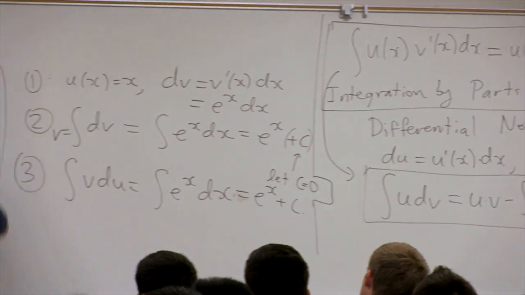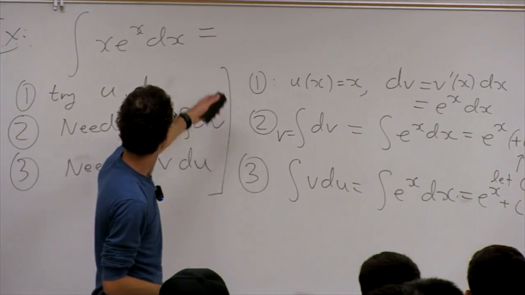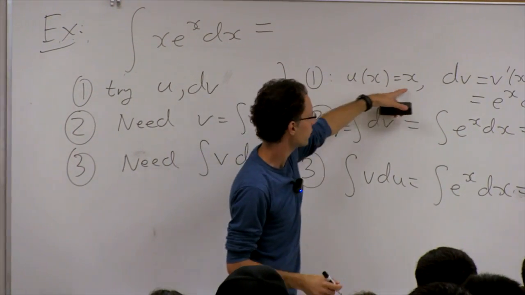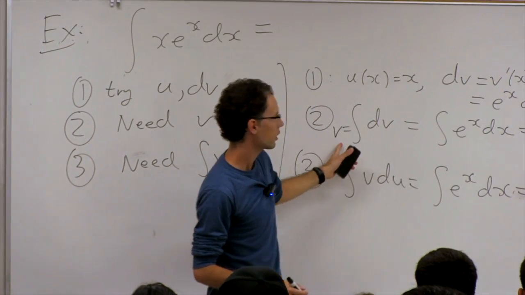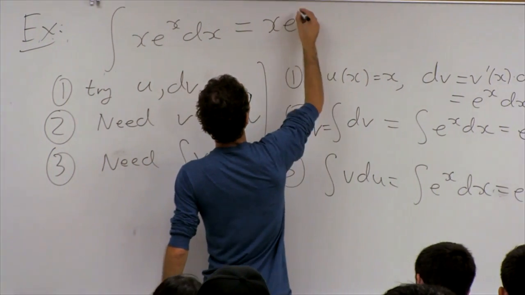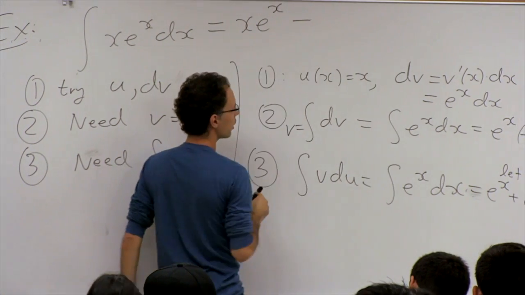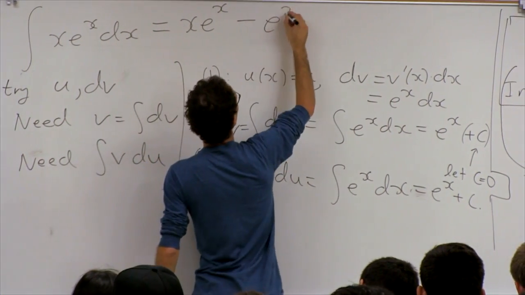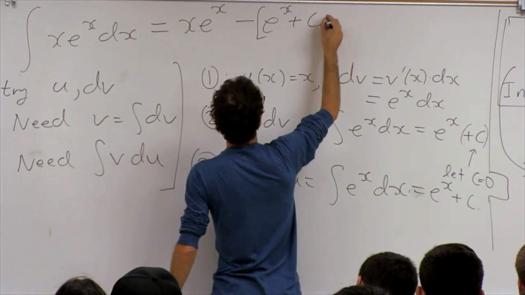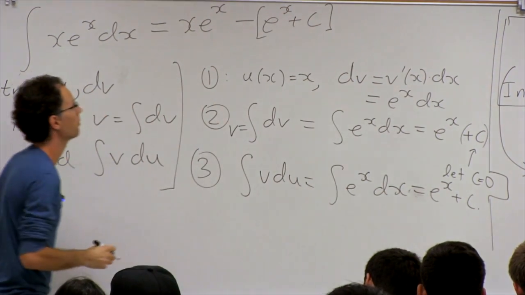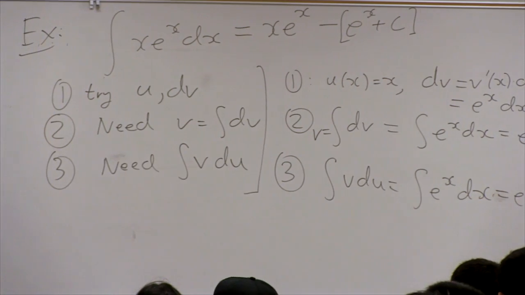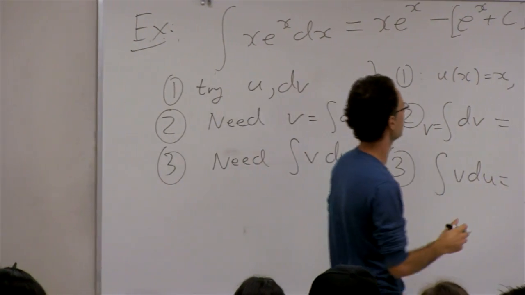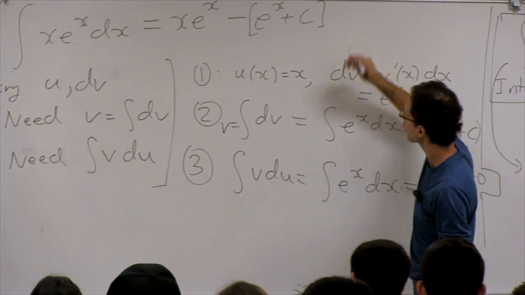So what we've computed, we now apply the integration by parts formula and realize, okay, this integral here is now easily represented as u times v. So that's x times, here's my v, e to the x. And then I subtract off the integral I computed here, the integral of v du, which was e to the x plus c. And that's it. Okay, well, almost it. Let me just make one small remark.